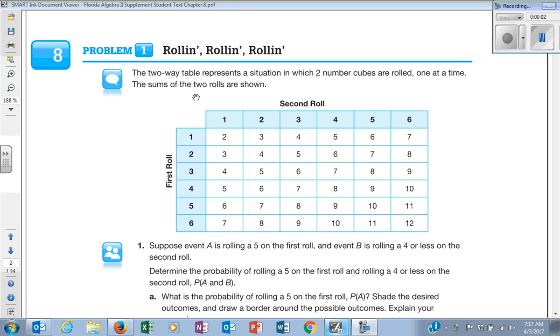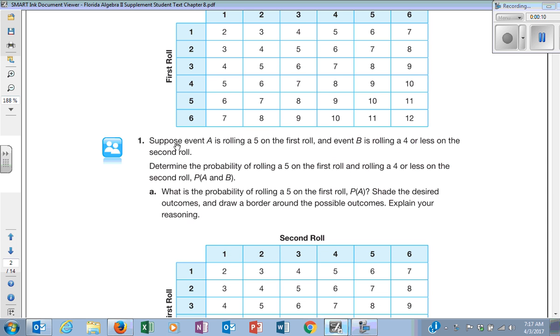Alright, so we have the two-way table. We already did this. Two number cubes are rolled one at a time. Here are their sums. Suppose event A is rolling a 5 on the first roll, and B is rolling a 4 or less on the second roll. Does everybody understand our situation?